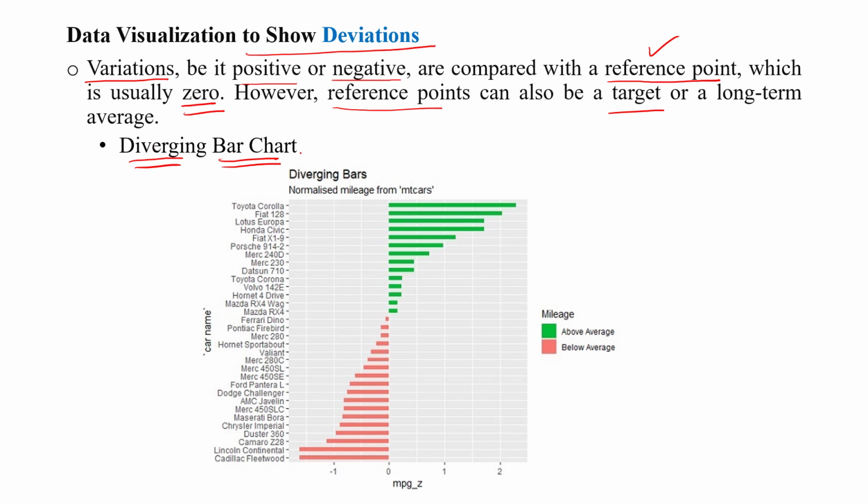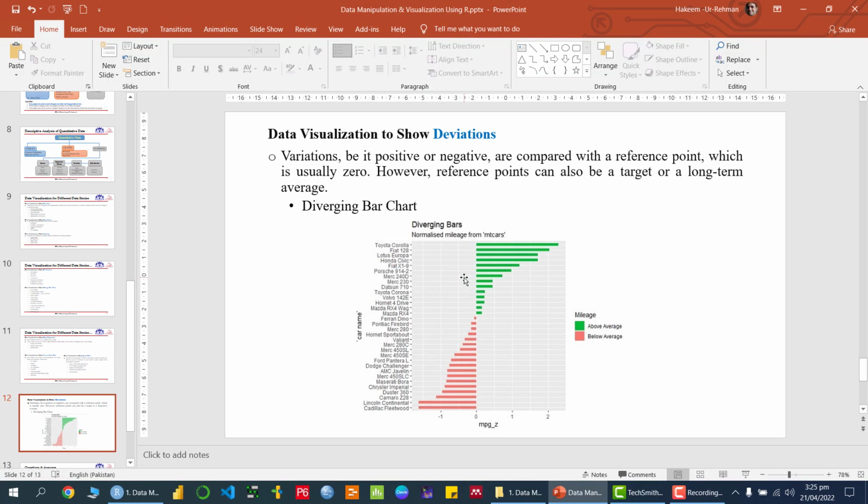So the diverging bar chart looks like this one, in which I have considered the built-in R data, which is mtcars. We want to draw this diverging bar chart in which I want to see which cars cover the mileage per gallon above average and which are below average. So in order to draw this kind of bar chart using R, how can we do this?